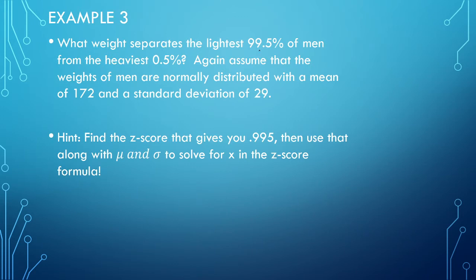What weight separates the lightest 99.5% of men from the heaviest 0.5% of men? And we're going to assume that the normal distribution has an average of 172, so that's my mu, and a deviation of 29, like before.